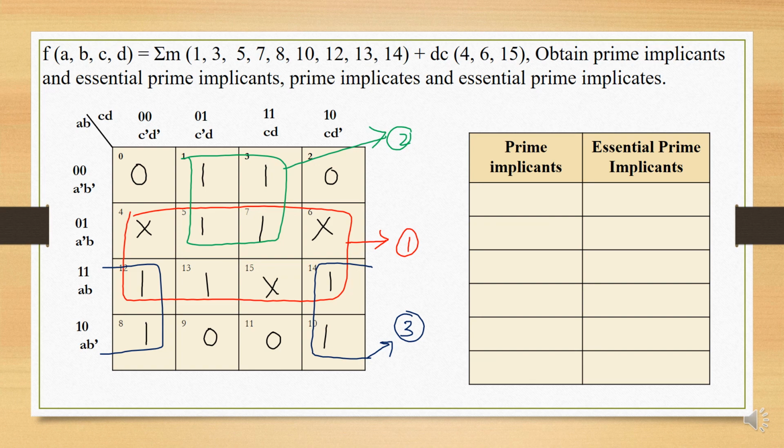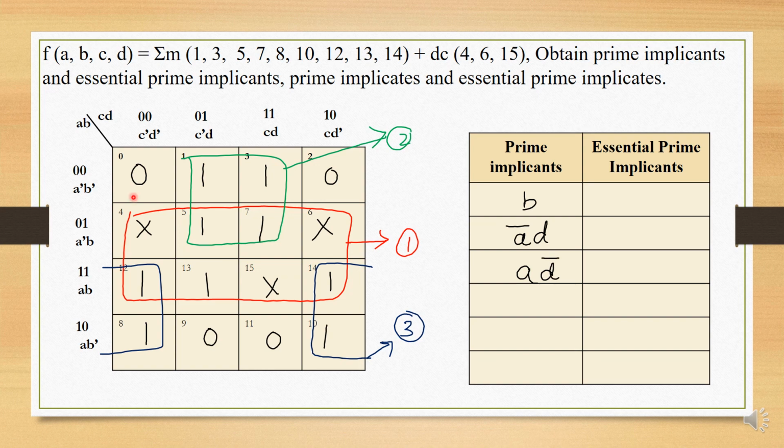So let's now write the prime implicants. Considering group number 1, we can write the prime implicant as B, and considering group number 2, we have A bar D. Considering group number 3, we have A D bar. So these are the prime implicants.